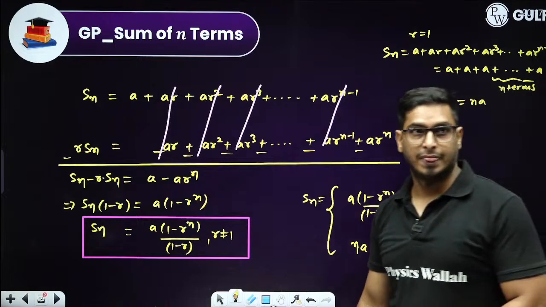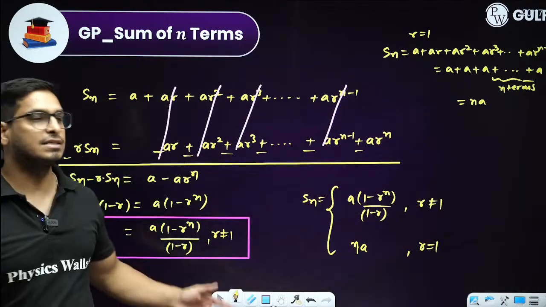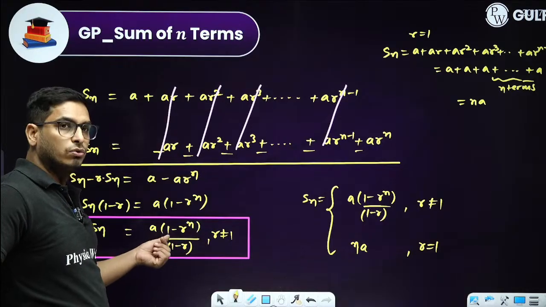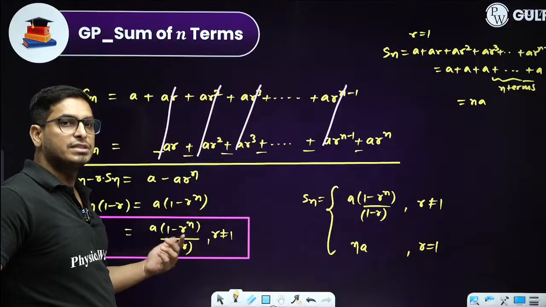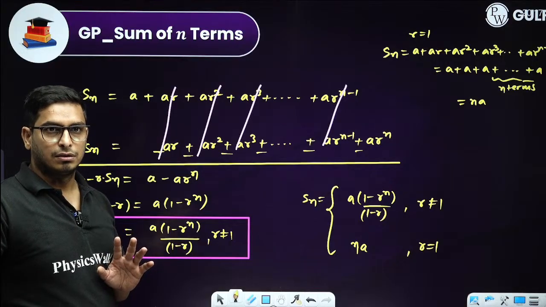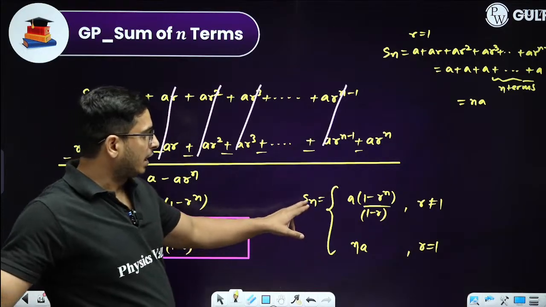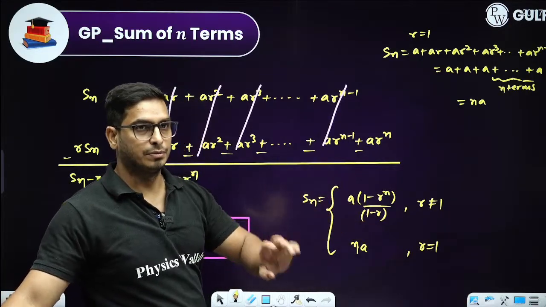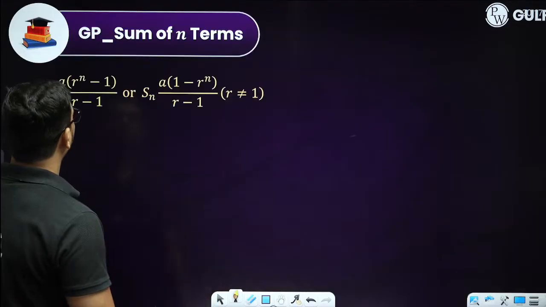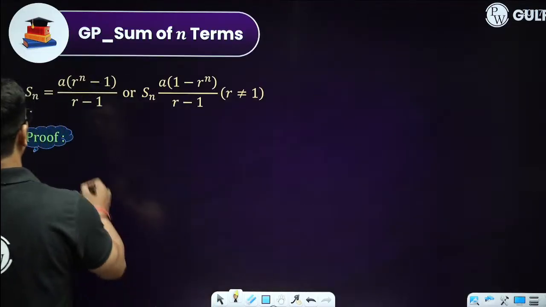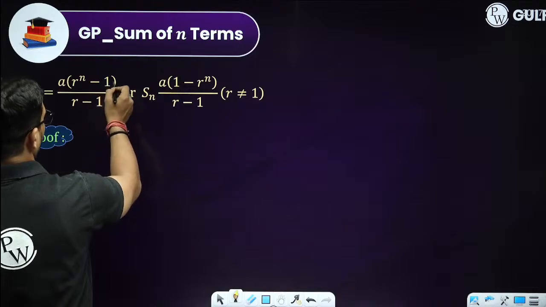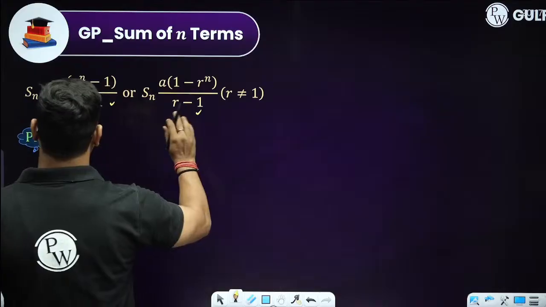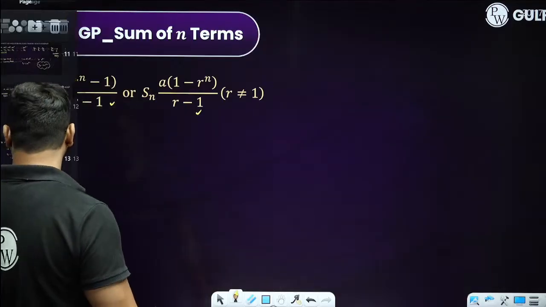Understood? What if r is less than 1? Then we know what to do. This should be negative and negative, we will change. Correct? So that doesn't matter. Sn is a into r to the power n minus 1 by 1 minus r. Simple. Now this is the formula: A r to the power n minus 1 by r minus 1, or a 1 minus r to the power n by r minus 1. Both the things. I already told you about the proof.